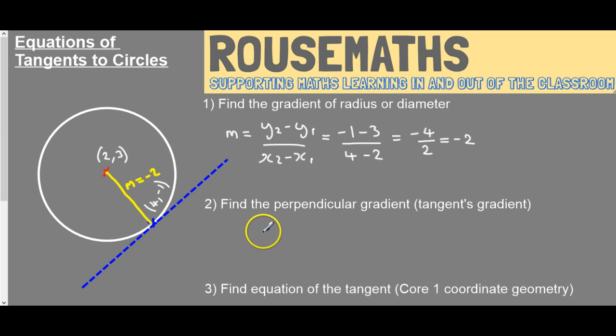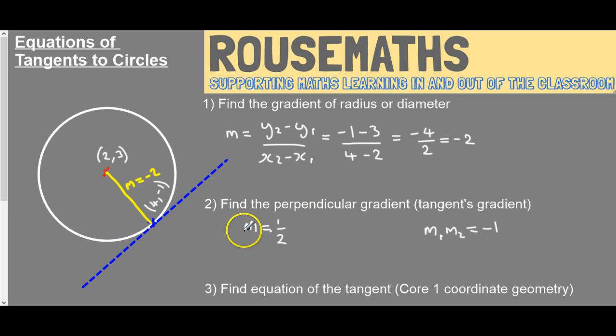In order to find the perpendicular gradient, the gradient of my tangent, I'll need to do the negative reciprocal. So you make it positive and then you do 1 over. So if you make it positive, it's 2, and if you do 1 over, you end up with the gradient of the tangent is 1/2. A good way to check is that if you've got two perpendicular gradients, m1 and m2, they should multiply together to give -1. So in this case, -2 times 1/2 is indeed -1.